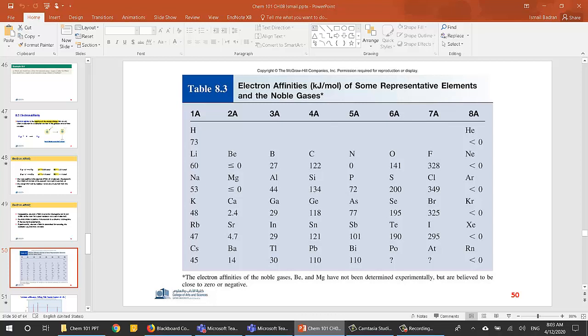There is something exceptional here: group 8 has negative electron affinities. That means they totally dislike having electrons added to them. They're happy. They're stable. They would like no electrons to be added to them, and therefore they have negative electron affinities. That means adding an electron would be endothermic for them, not exothermic.